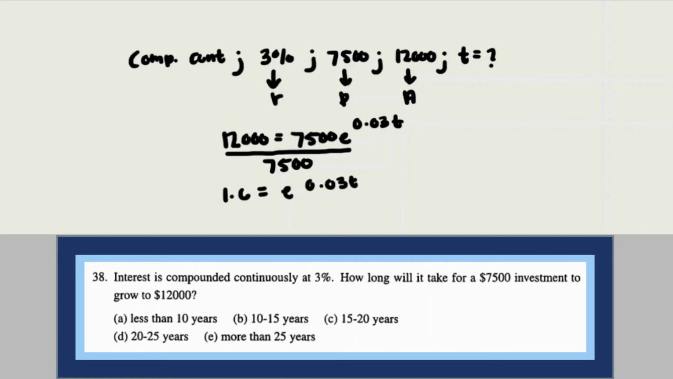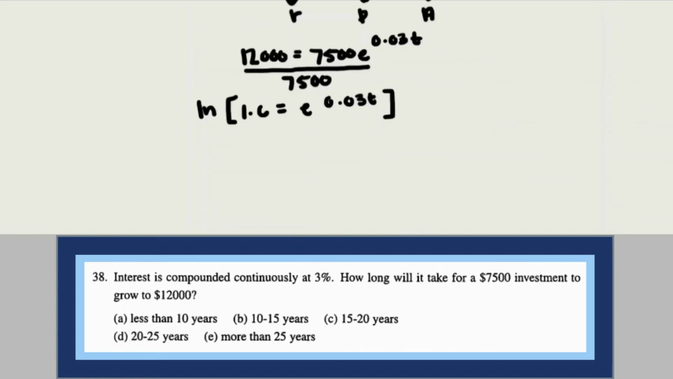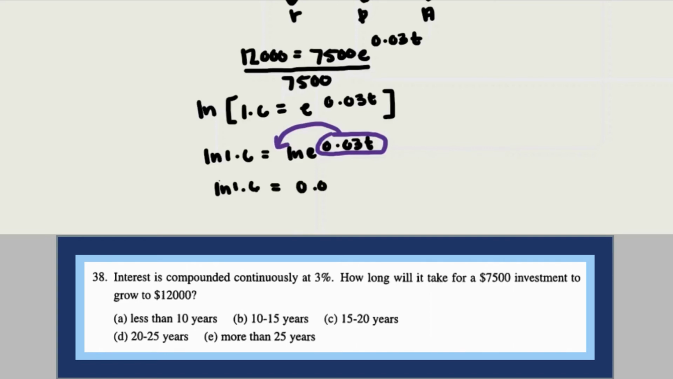Now, the next thing we need to do is get t out of our power. And remember, when we do this, we're going to ln everything. So we're going to ln both sides. And when we do that, that'll give us ln 1.6 equal to ln e to the 0.03t. Once we do that, we can bring our power to the front based on logarithm rules. And when we rewrite that, that'll be ln 1.6 equal to 0.03t times ln e.